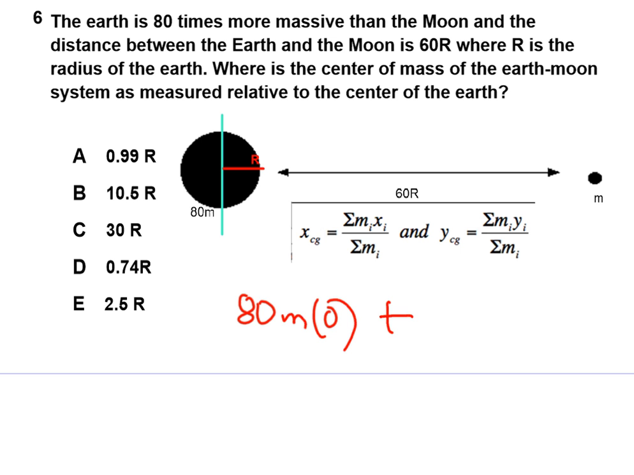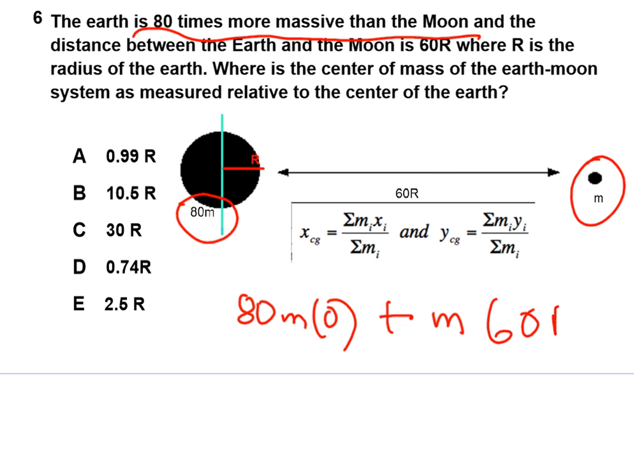Plus the second mass, which is the Moon, whose mass is m. If the mass of the Moon is m, then the Earth is 80 m, because it's 80 times more massive than the Moon. And of course, its position is 60 Earth radii. And you have to divide this by the total mass of the Earth and the Moon, which is 81 m.